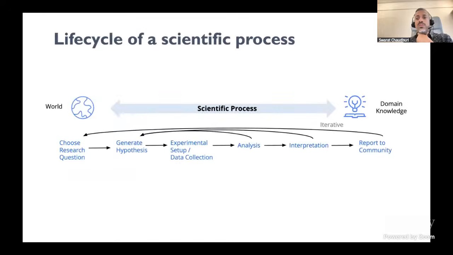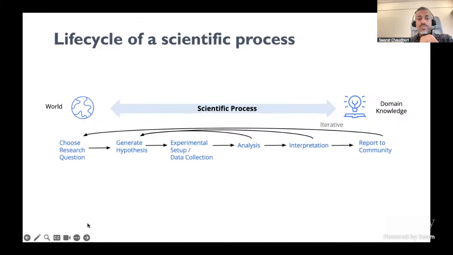Okay, so very quickly, this is what a natural science process looks like. You choose a research question, you generate some hypotheses, you do an experimental setup, you collect some data, you do some analysis of the data, you interpret the data, and then you report to the community, right?